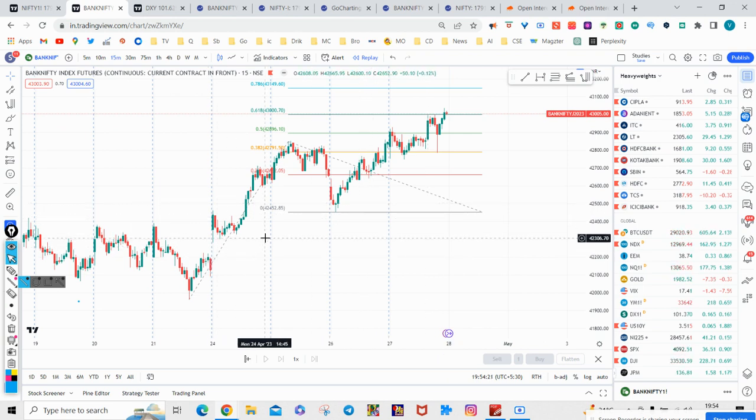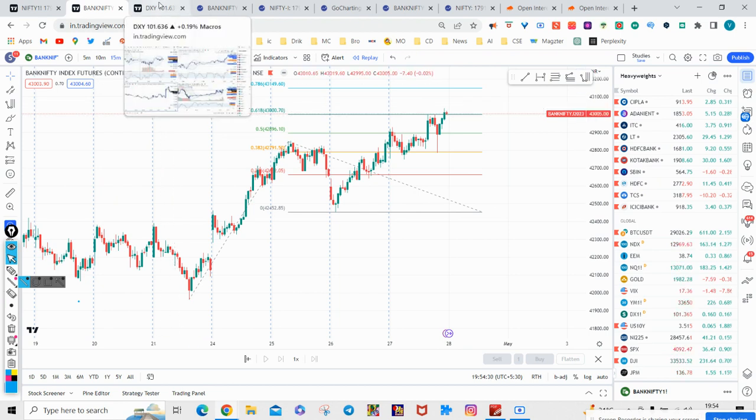Anyway, overall, as of now Bank Nifty has almost achieved the target which we had discussed in the last weekly analysis. Still, the structure is bullish. So let us wait for more global cues to unfold.